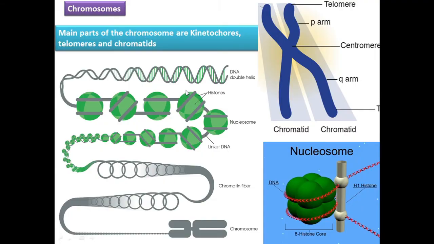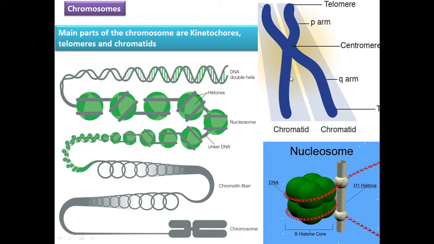Then the most important part of the nucleus is chromatin. The main parts of a chromosome are the centromere, also known as the kinetochore, then telomeres and chromatids. These are two chromatids, two sister chromatids, 1 and 2. Both have a P arm, the shorter arm, and a Q arm, the longer one. Okay, telomere, centromere and chromatids. This telomere and centromere are part of the chromatid only.